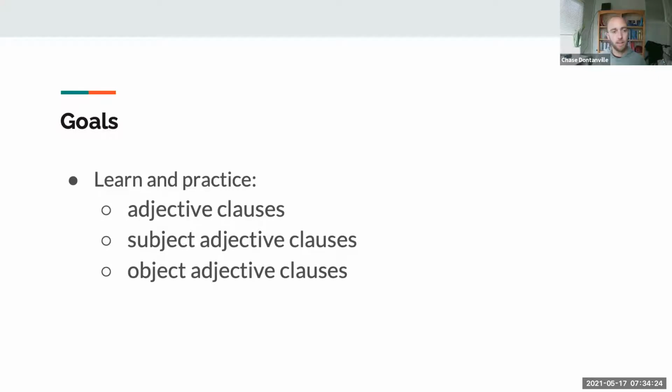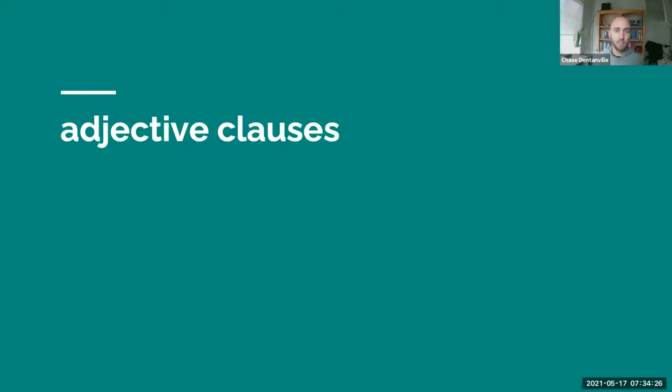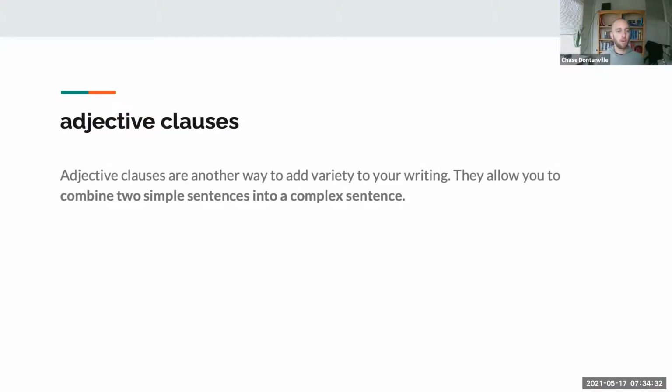But first, let's begin with adjective clauses. What are they? How do we make them? When do we use them? So, adjective clauses are another way to add variety to your writing. Remember, we want variety. Variety is good. They allow you to combine two simple sentences into a complex sentence.